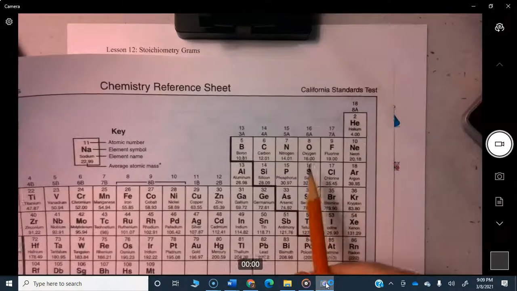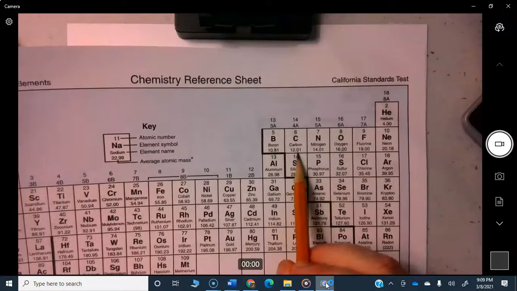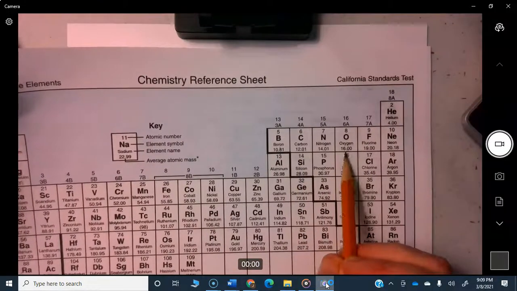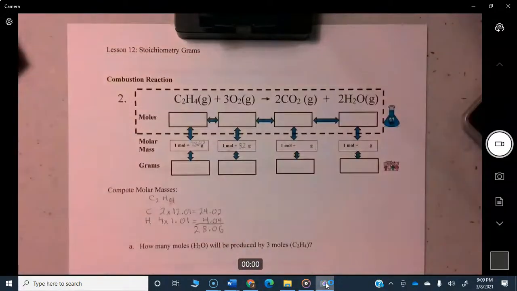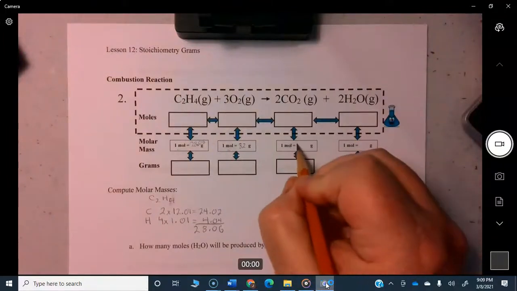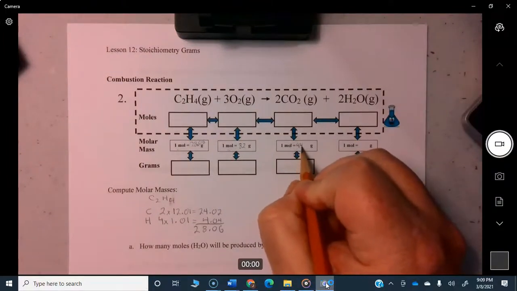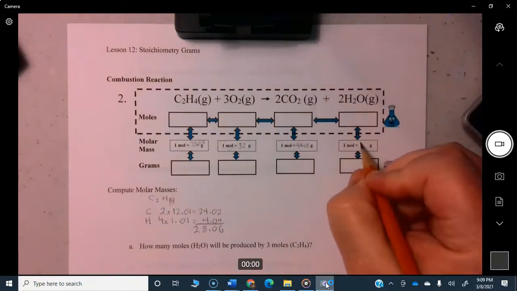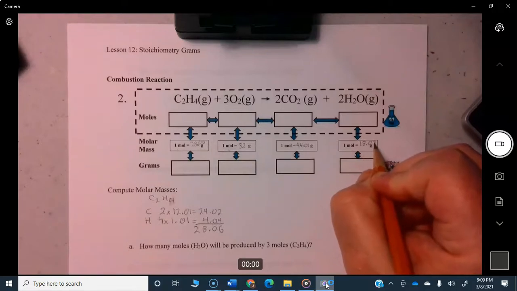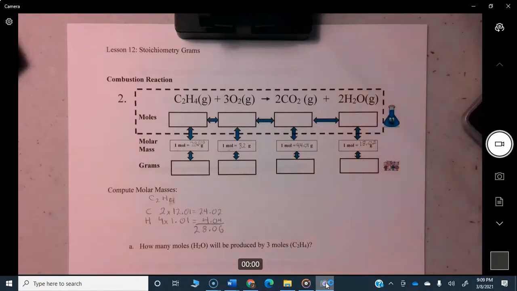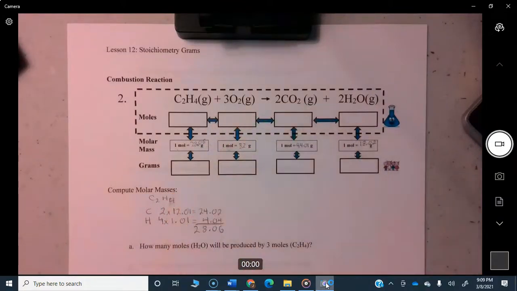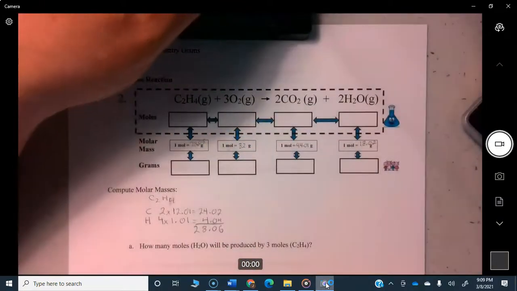CO2. It's going to be 12.01, and then 2 times 16 is 32. So 32 plus 12.01 is 44.01. And water is one you'll see almost every day. It's 18.02. It's 2 hydrogens and 1 oxygen, and that's what you get there. So now you have your molar masses ready to go. Okay, so let's get going on this then.